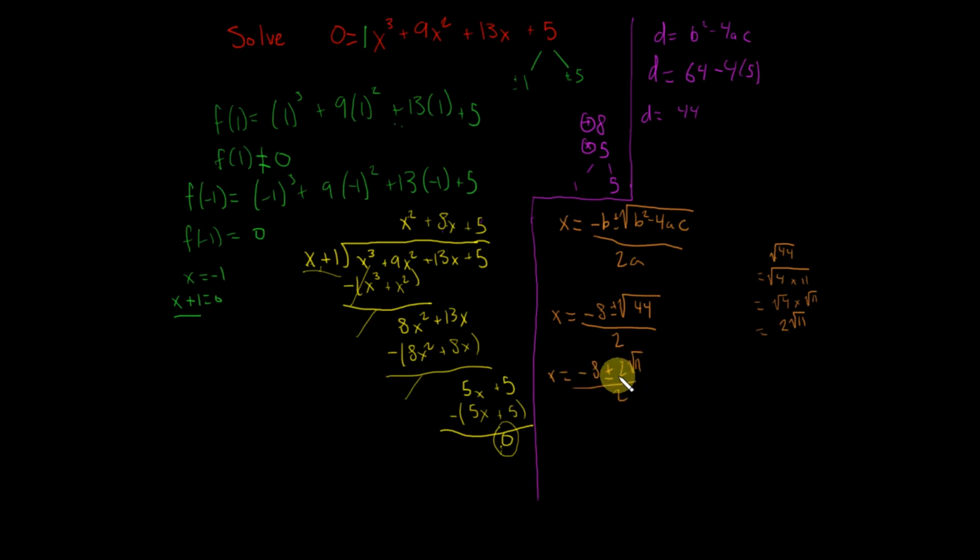And it looks like I've got a 2 on the outside of this, I've got an 8, and it's divided by 2, so I can actually simplify this to negative 4 plus or minus root 11. Well, I'll just leave this as this one. This is one of the roots. And x equals negative 4 minus root 11 is going to be another one of our roots.